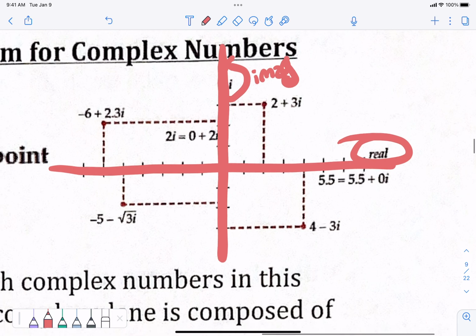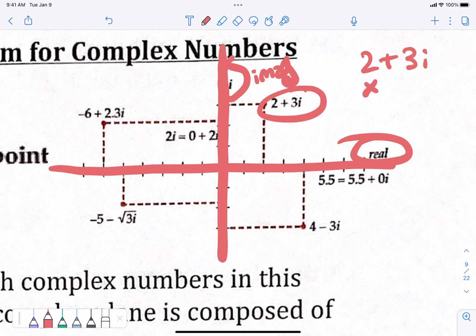So they graphed 2 plus 3i. This means you go 2 as your x coordinate, and your y coordinate is 3. So we go 2 over, 1, 2, and 3 up, 1, 2, 3 to get to that spot. Very, very easy.